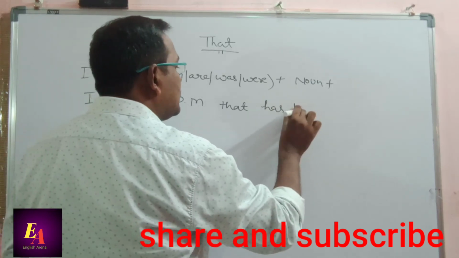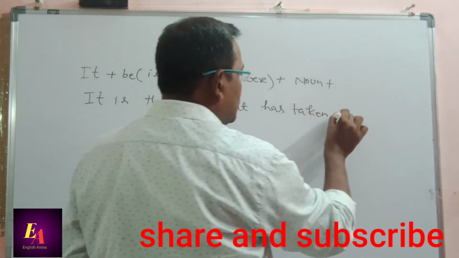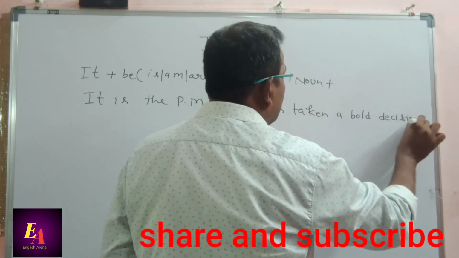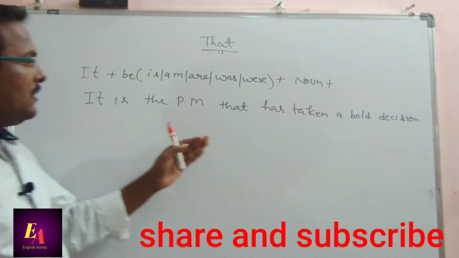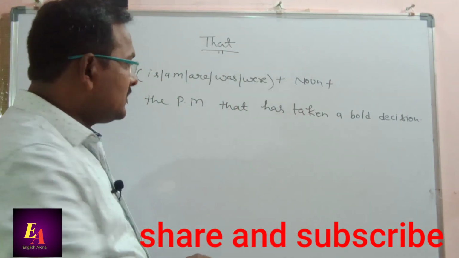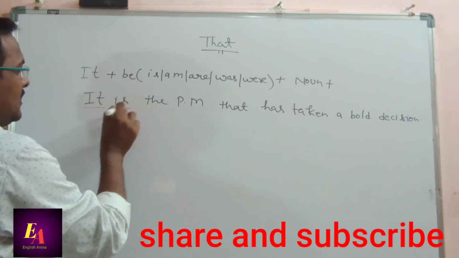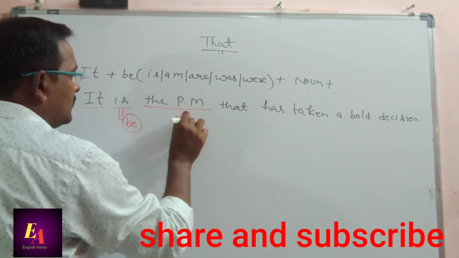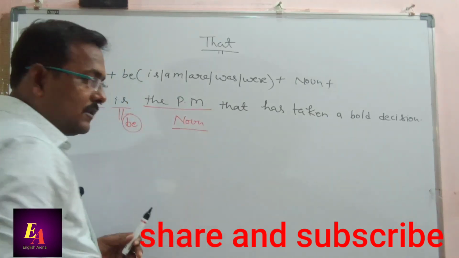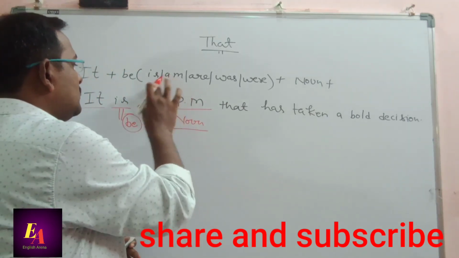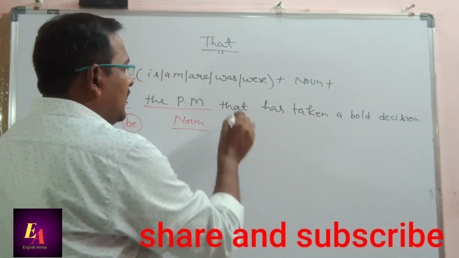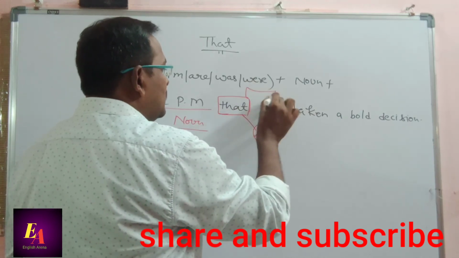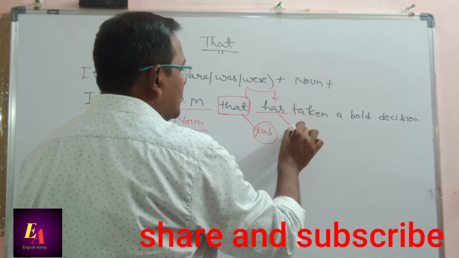has taken a bold decision. It is the PM that has taken a bold decision. Let's see here. It is means be form, and the PM is a noun, because PM is in abbreviated form, so we use the definite article the before it. And this that actually comes at the place of subject, because after this you can see there is has, an auxiliary verb.